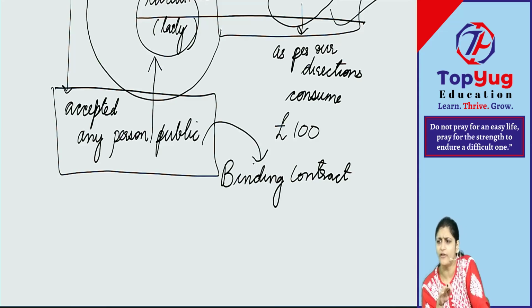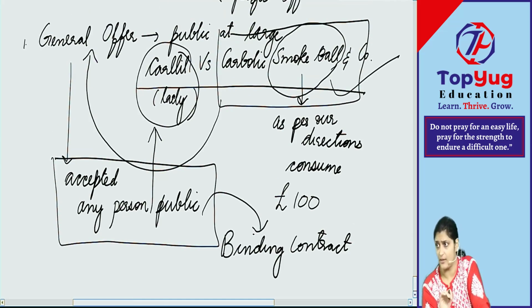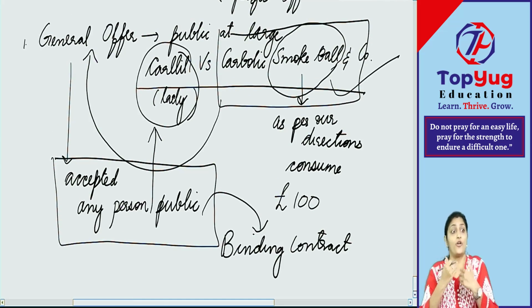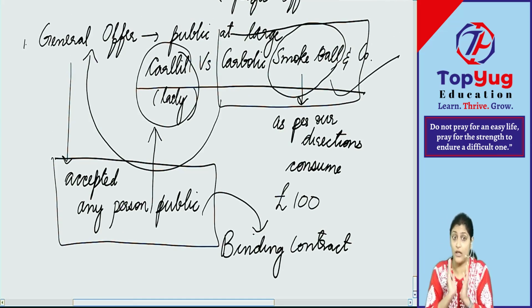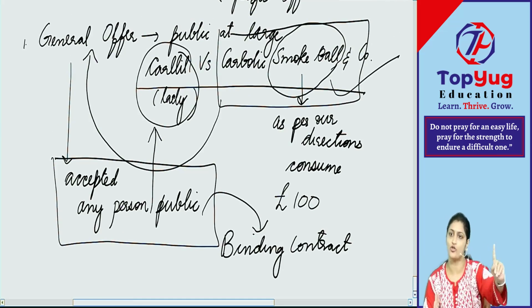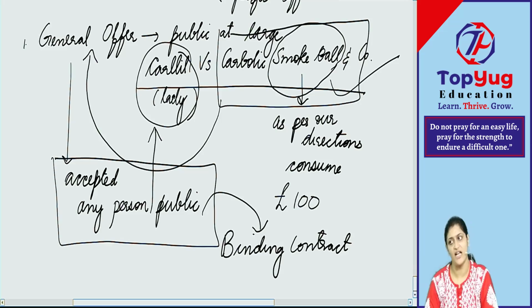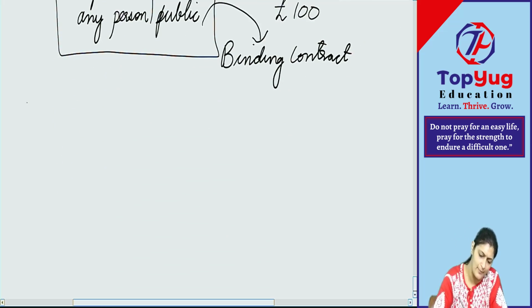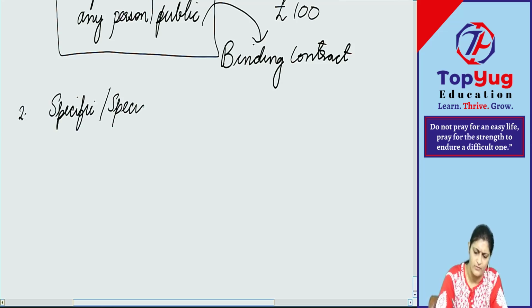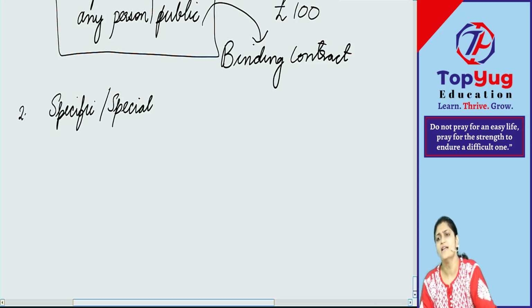See, this general offer was not there before this case law. Only after this case law came, after that they introduced this new type of offer, general offer. Okay, there is an offer which is general offer, which is a type of offer which can be accepted by any person from public. Clear with this? General offer, everybody? Yes or no? Now, second type of offer is what? Specific offer, or you can say special offer also.